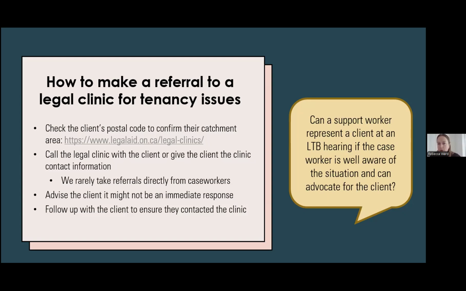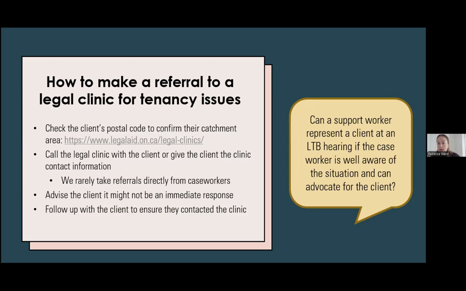Now, I put a question on this slide that I saw in the sign up questions, and it was, can a support worker represent a client at a Landlord and Tenant Board hearing if the caseworker is well aware of the situation and can advocate for the client? So, in short, yes, the Landlord and Tenant Board has rules that govern its proceedings, and people who are non-lawyers or non-paralegals are absolutely able to represent clients, represent tenants who are before the Landlord and Tenant Board. You could act as a representative, you could act as a support person. So there's kind of different roles you can play depending on what you want and what your client wants your role to be at the hearing.